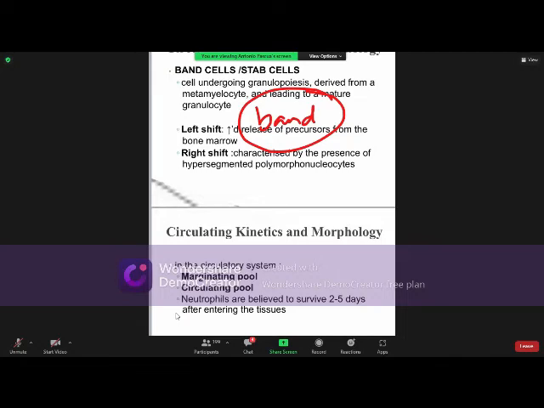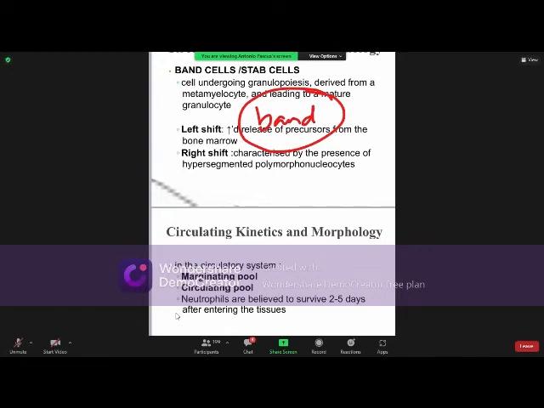Kasi pag meron kang left shift, it does not necessarily mean that you have neutrophilia. Anyone, what is neutrophilia? Philia. What's neutrophilia? Increased number of neutrophils. So, in left shift, you have a lot of band cells, but it does not mean that your neutrophil count is also elevated. So that gives you an idea na on your bone marrow, there could be an increased production of cells. There could be an abnormal production of cells.